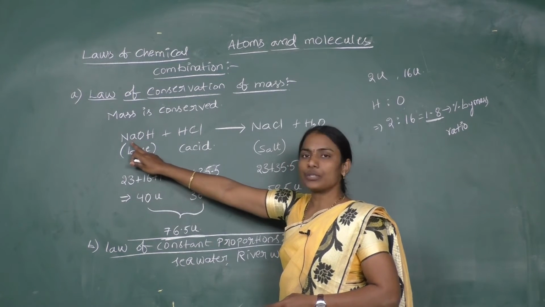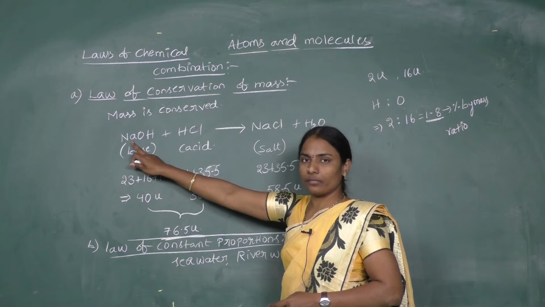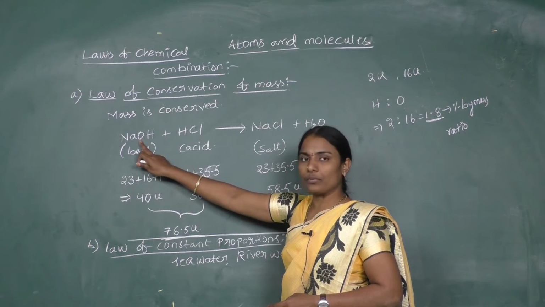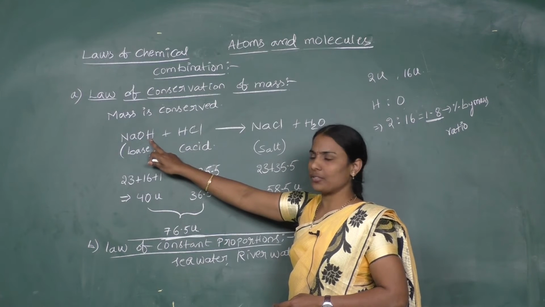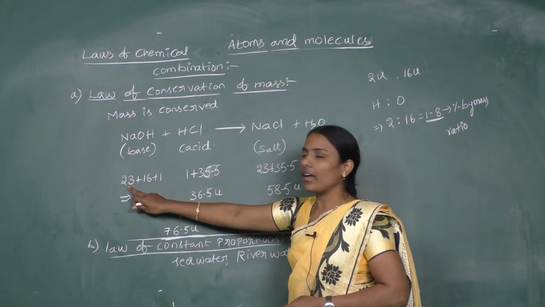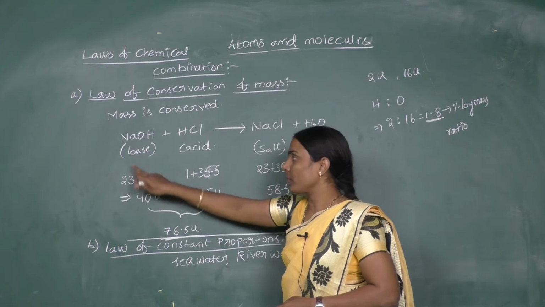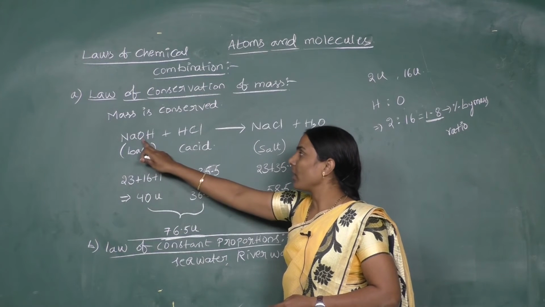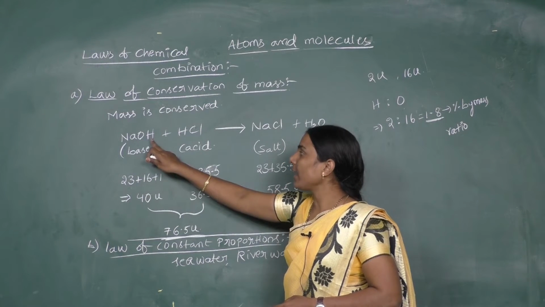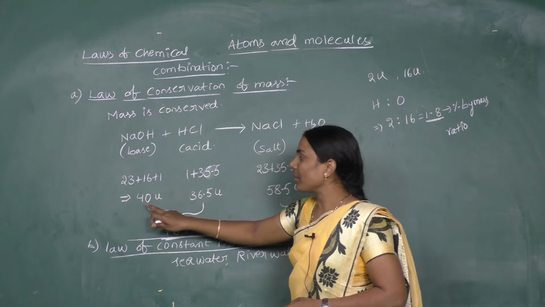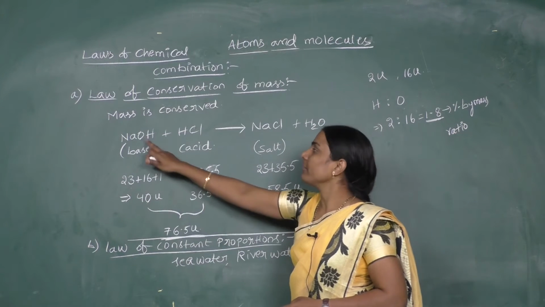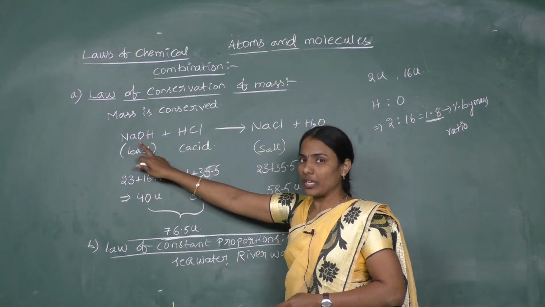You see here, there is one atom of sodium, one atom of oxygen and one atom of hydrogen here. And I have just taken their atomic masses separately. So 23 is the atomic mass of sodium, oxygen has 16 and hydrogen has 1. So the total sum is making 40 units, which is the molar mass of sodium hydroxide.